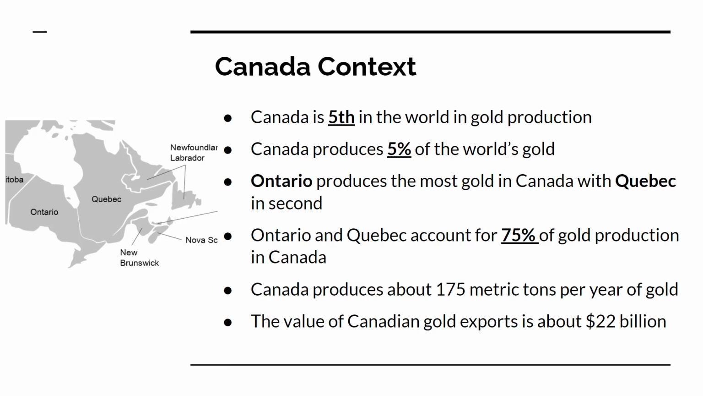Ontario and Quebec account for about 75% of the total gold production in Canada, and for this reason, you don't really need to care about the other provinces' gold production, because these two provinces make up the bulk of gold production, and that's all you really need to remember. Canada produces about 175 metric tons per year of gold, and the value of the gold exports is about $22 billion.